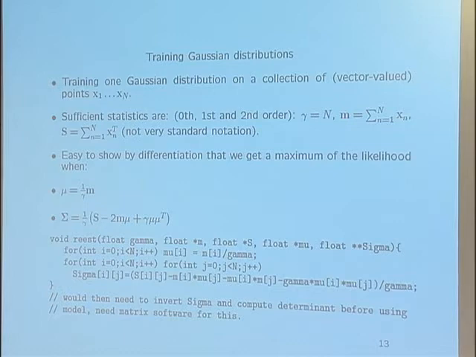So supposing you're training one Gaussian distribution on a collection of points x1 to xn, where these x's are vectors. The sufficient statistics we call the zeroth, first, and second order statistics. The zeroth order statistic is just the count of the data. And if there's just one Gaussian, it's just one value, so there's no subscript. It's just n. The first order statistic, the letter m is not really standard notation, I'm just using it because it's convenient, is the sum of the data.